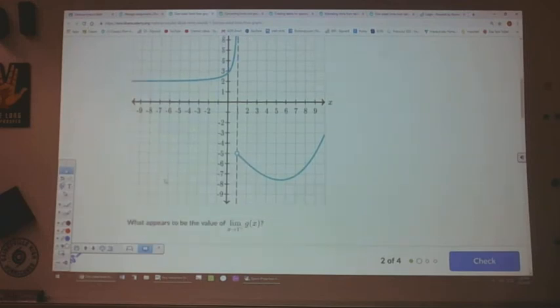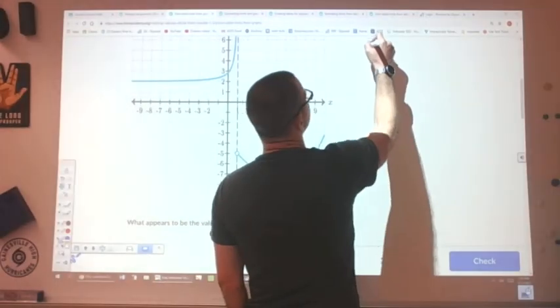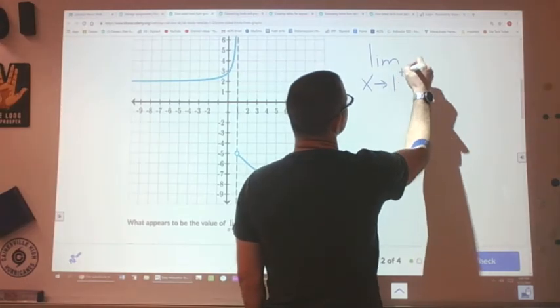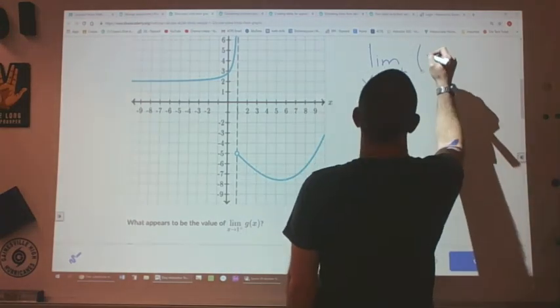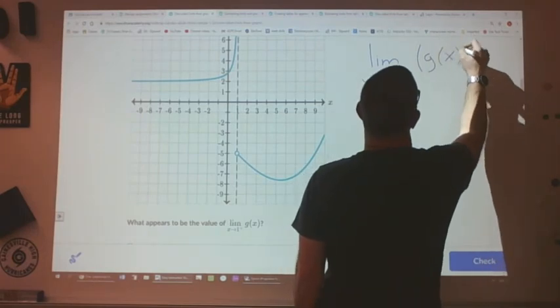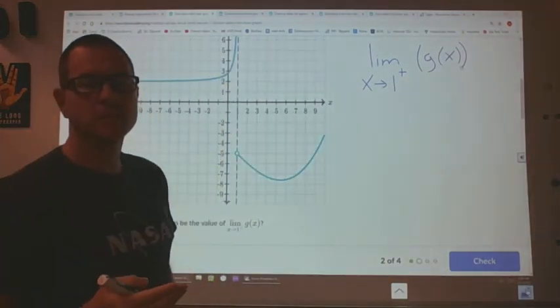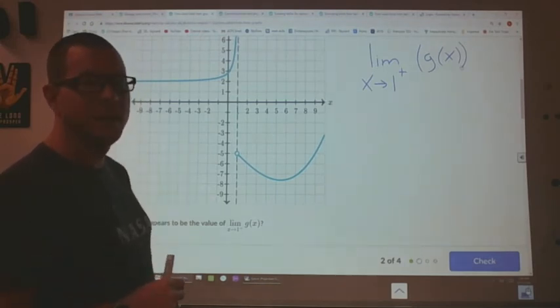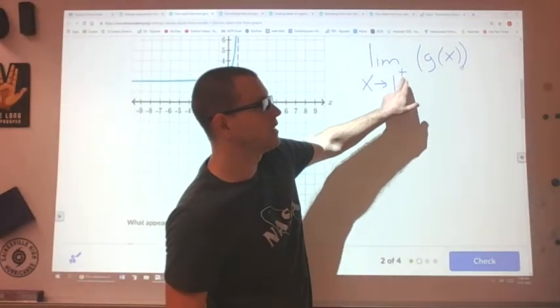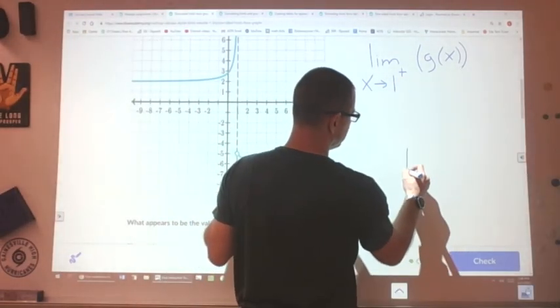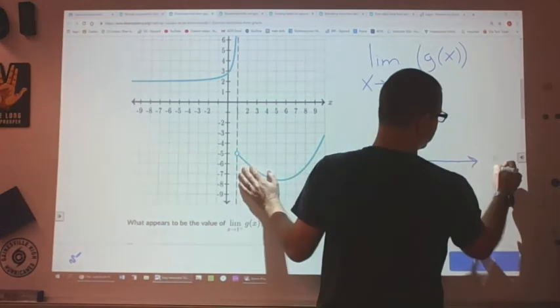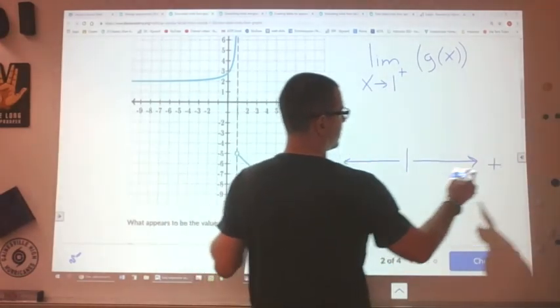This one wants the limit as x approaches 1 from the right. G again, g of x. So again, if a negative in the exponent represents to look at the left-hand side, a positive in the exponent tells me to look at the right-hand side. So if we have a number line, this is the positive direction, this is the negative direction.